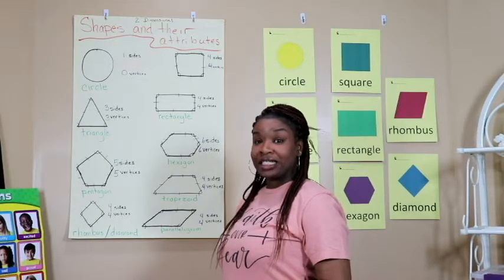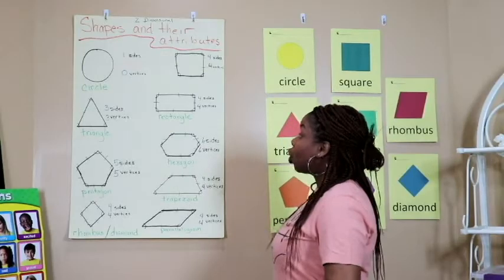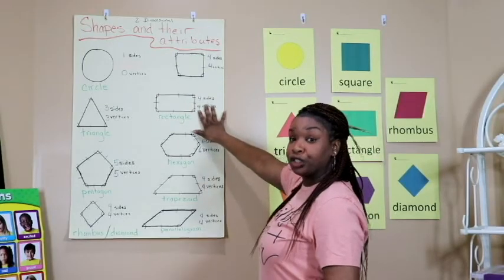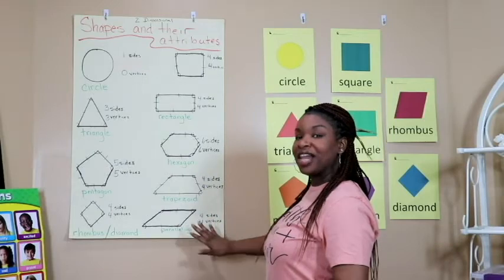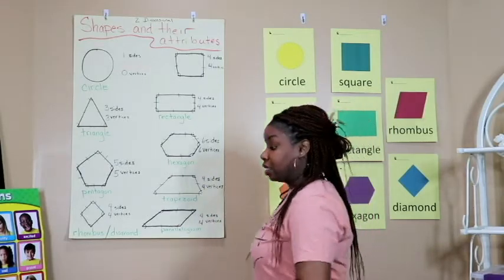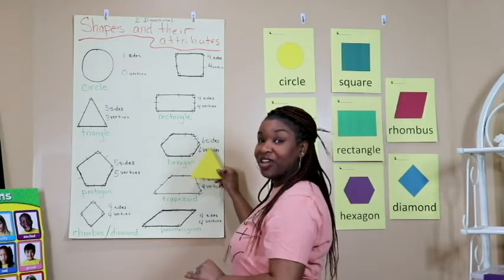Today we are going to discuss two-dimensional shapes and their attributes. Now, as you see on the chart, I have different two-dimensional shapes. Two-dimensional shapes mean flat shapes. So, for example, two-dimensional shape, flat shape.